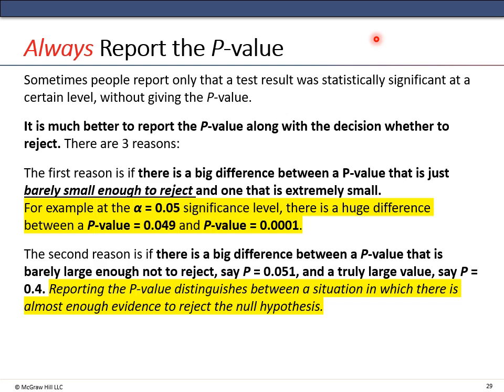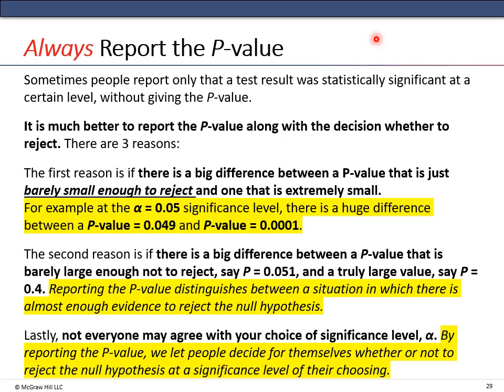reason is if there's a big difference between a p-value that is barely large enough not to reject, 0.051, and a truly large value, say p equals 0.4. Reporting the p-value distinguishes between a situation in which there is almost enough evidence to reject the null hypothesis. So you're getting close to rejecting it, but you can't quite. And so if you give the p-value, then people can see how close it was and get some insight into why you chose that, and also to some degree your confidence level because it's very close or not.